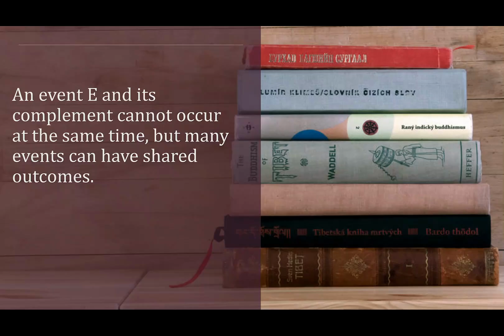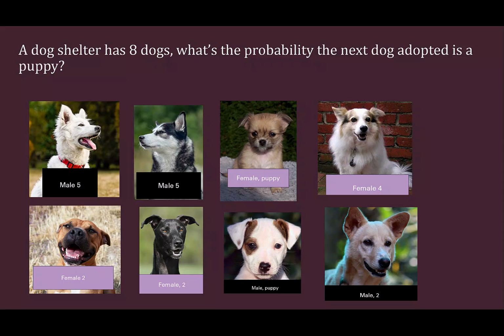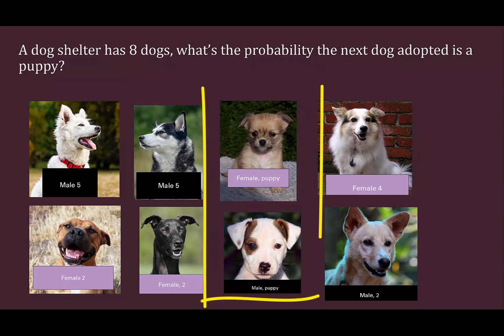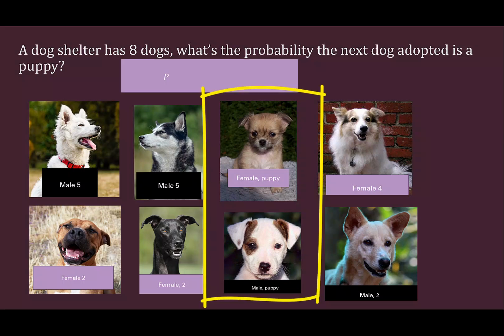An event E and its complement cannot occur at the same time, but many events can have shared outcomes. Let's take a look at a few examples. A dog shelter has 8 dogs. What's the probability the next dog adopted is a puppy? From the 8 dogs, we want to count how many puppies we have. Since we have 2 puppies, we can calculate our probability as 2 over 8, which is 25%.